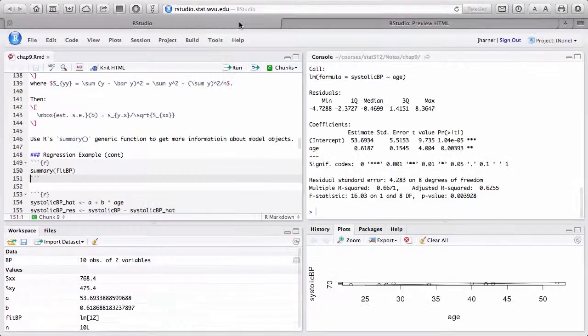So if I look at the output, now I have the coefficients given, the 53.69 and the 0.618. I have those two coefficients given, but I have a little bit more. I've got the standard errors. Now, I haven't talked about the standard error for A, the standard error of A, which estimates alpha. I haven't talked about it because we usually don't test a hypothesis about the intercept. Sometimes we do, but it's rare.